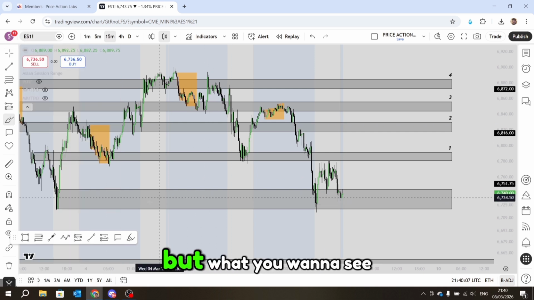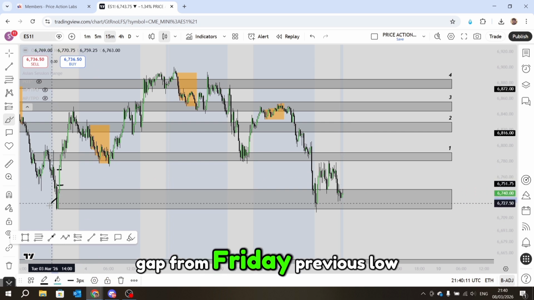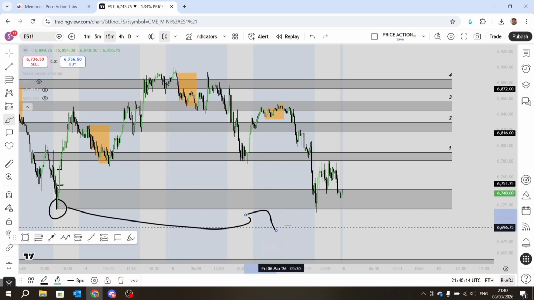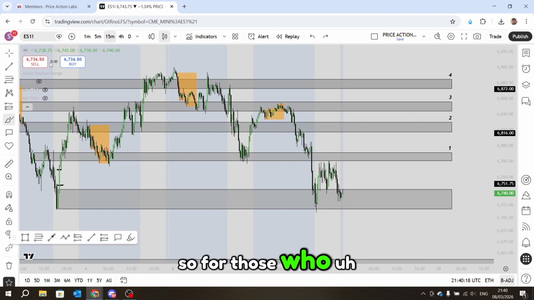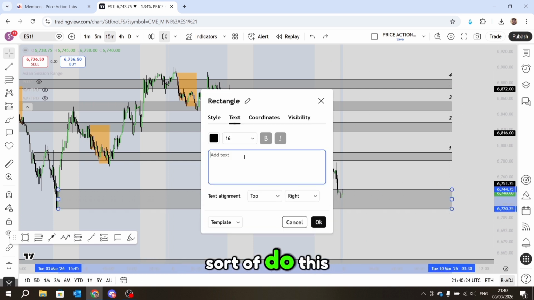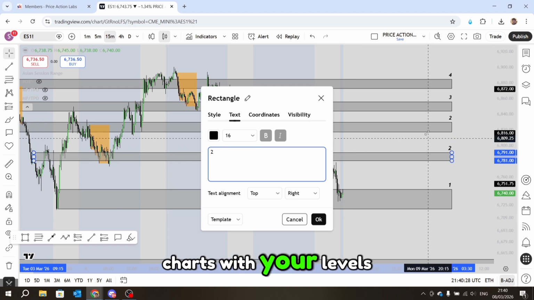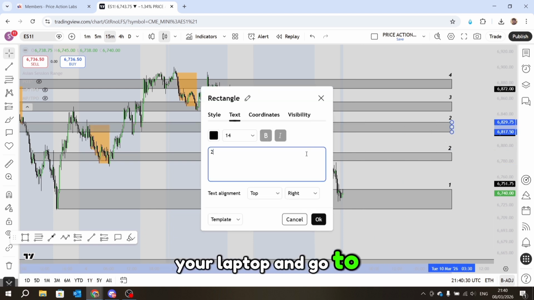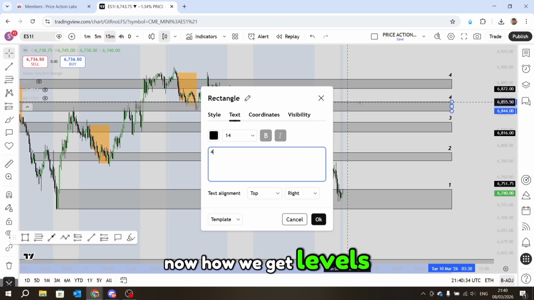But what you want to see is, okay, this is a fair value gap from Friday, previous low of the week. That's a level. So let's just label this again. For those who understand how I get levels, you'll begin to understand the logic here, or how I sort of do this. So this is very important for you to do. If you're approaching the charts without your levels, you may as well close your laptop and go to the casino, basically. Now, how we get levels is like this.